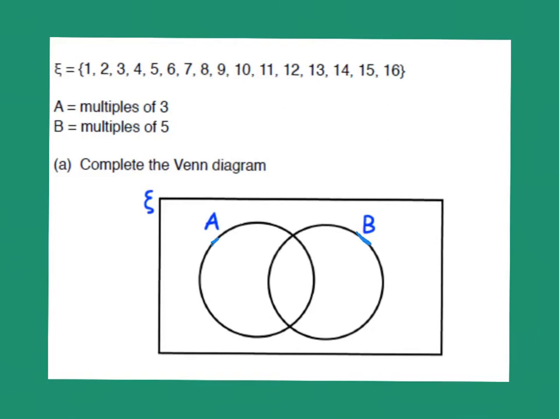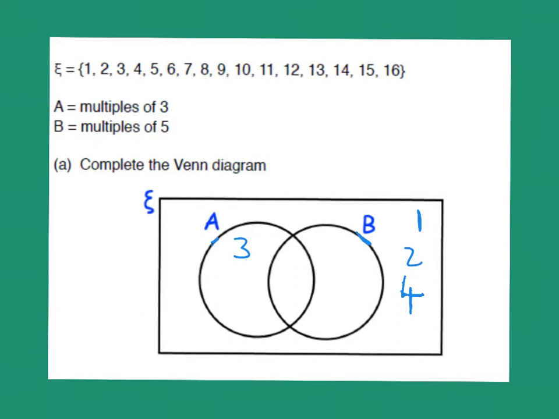1 isn't a multiple of 3 or a multiple of 5, so it goes on the outside. 2 is not a multiple of 3 or a multiple of 5. 3 is a multiple of 3, so I'll put it in A. 4 goes on the outside. Now, if you think you've got it, pause it and try and complete it. If not, just watch and listen, and hopefully this will make sense.